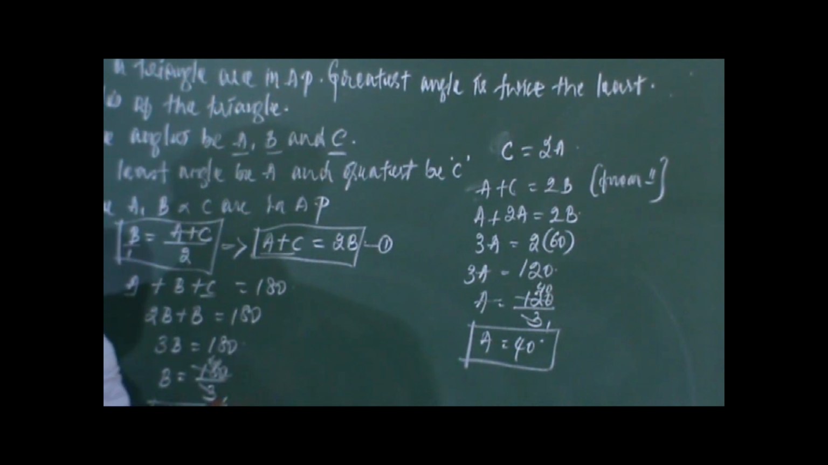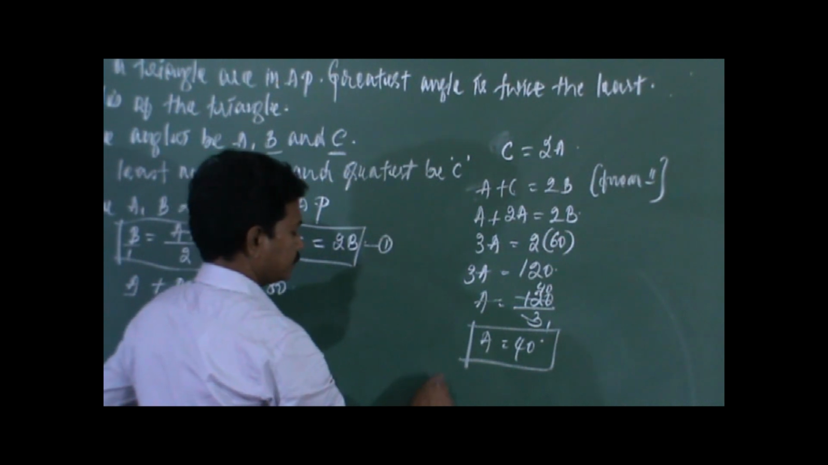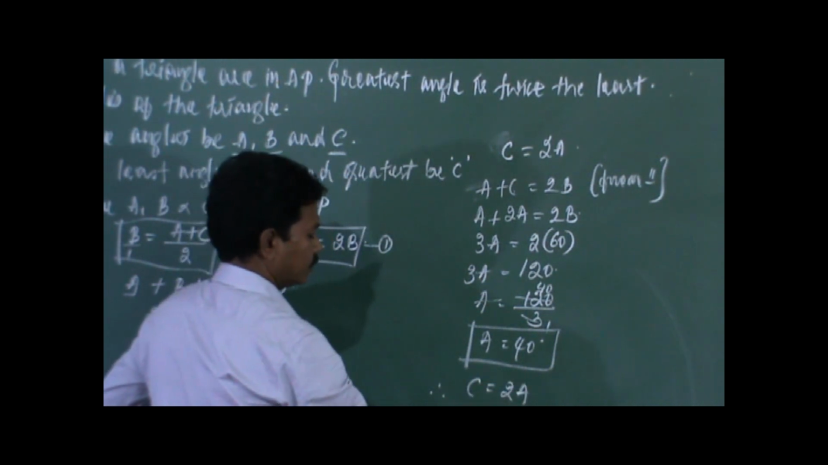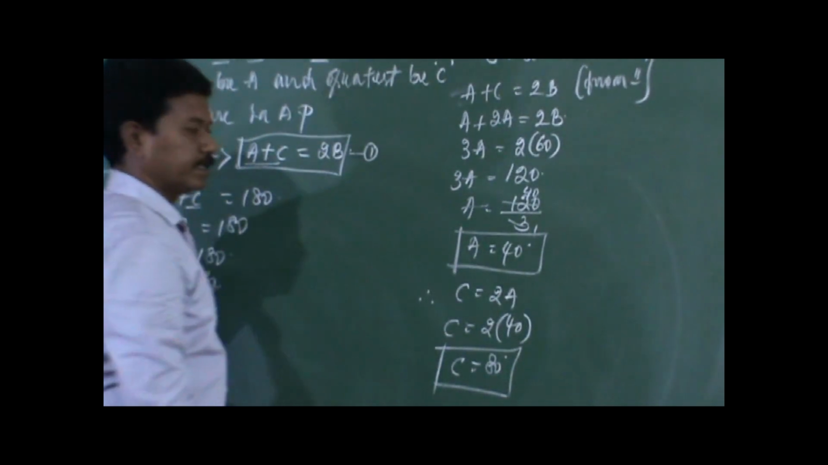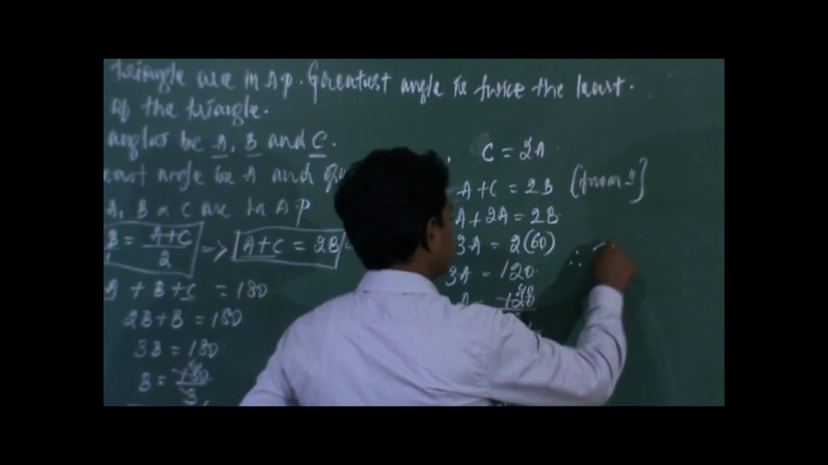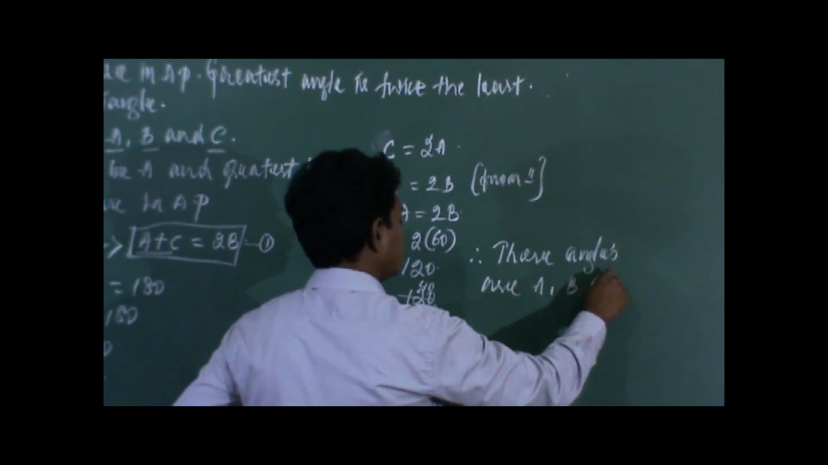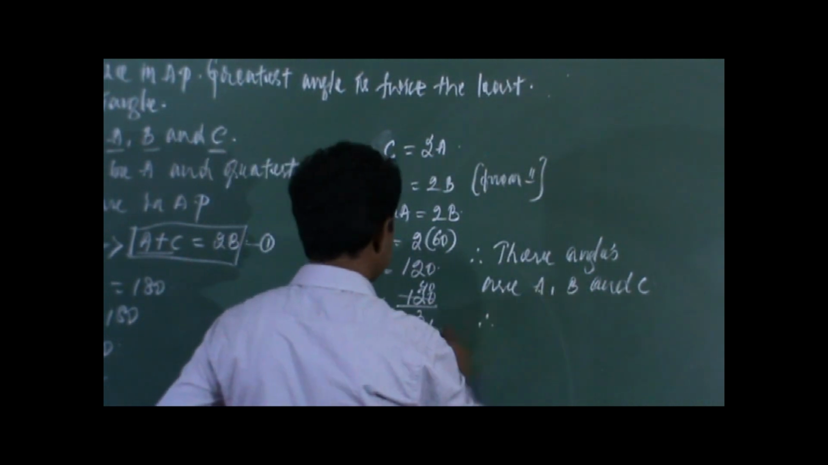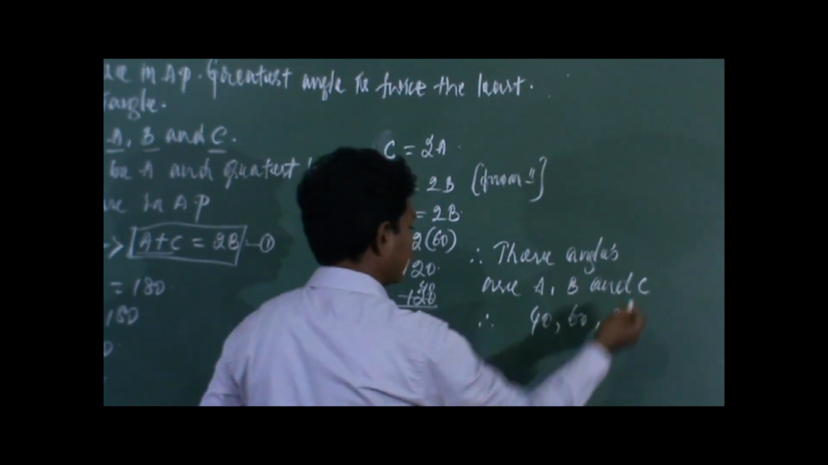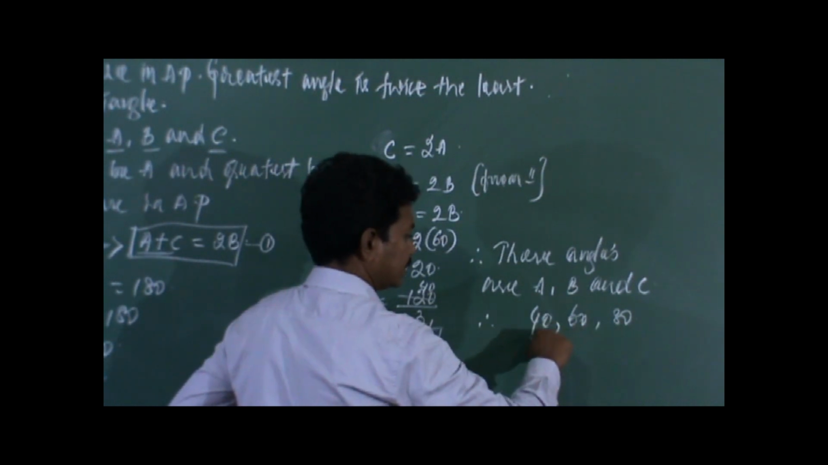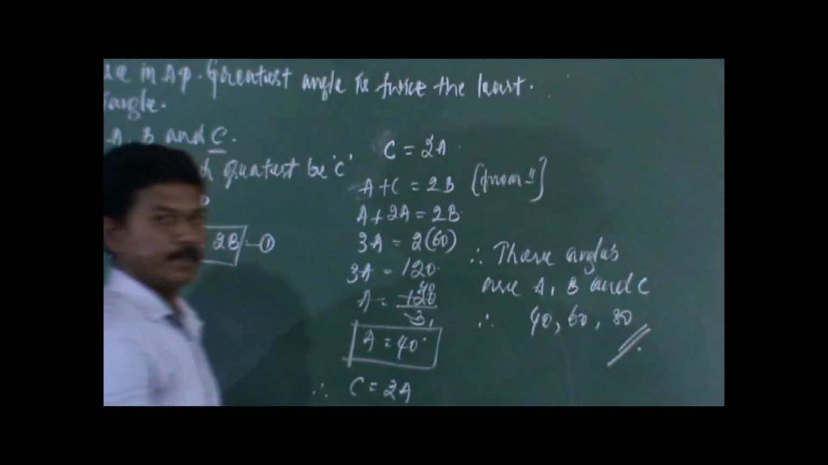So now we have to find out the largest angle, that is C. We know that C is equal to 2A. So C is equal to 2 into A, which is 40 degrees, so C is equal to 2 into 40, which is 80 degrees. So we have got all the three angles here. Therefore the three angles A, B and C are: A is 40 degrees, B is 60 degrees and C is 80 degrees. You can check that the greatest angle is twice the least: 80 degrees, 40 degrees is there, 2 into 40 is 80. So this is a very important problem.